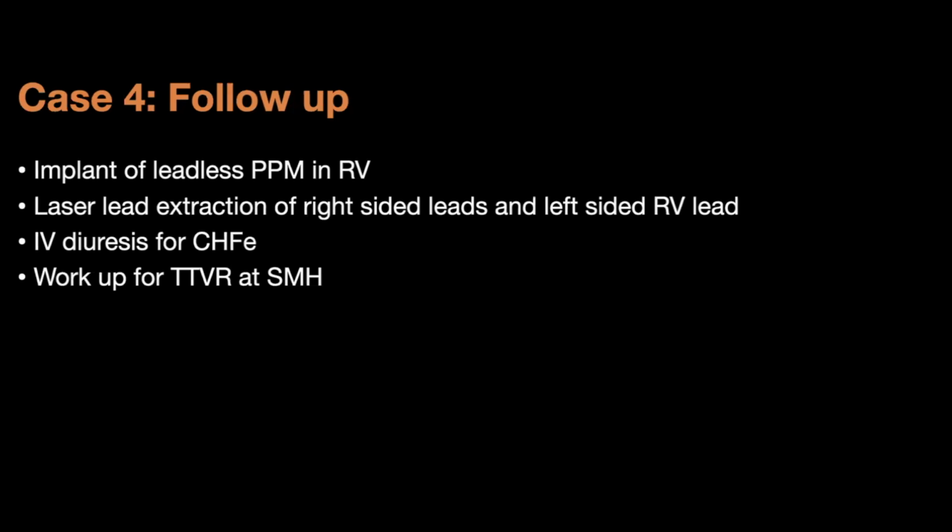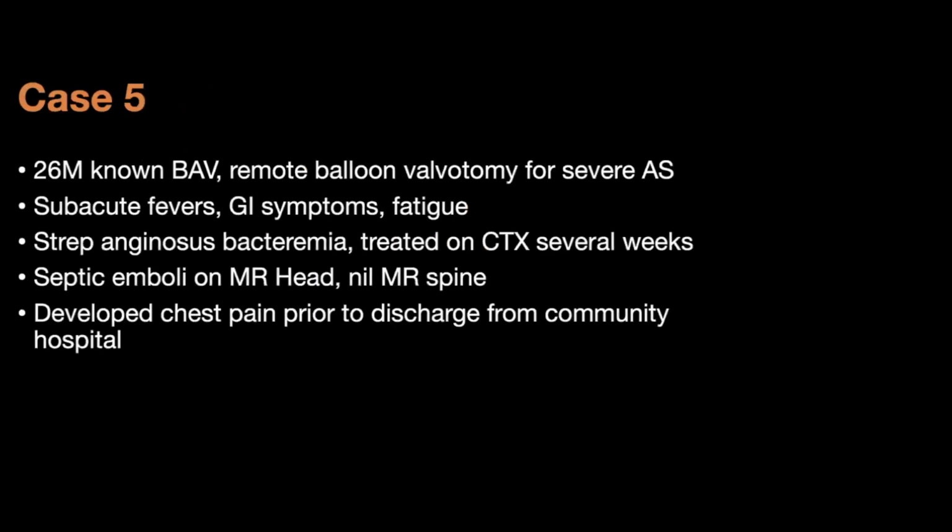Any other comments? On to case number 5. All right, so this is a 26-year-old male. He had a known bicuspid aortic valve. He had a remote balloon valvulotomy for severe aortic stenosis when he was a teenager. He presented to a community hospital with subacute fevers, GI symptoms, and fatigue. He was subsequently diagnosed with strep anginosus bacteremia. He was treated with ceftriaxone for several weeks.